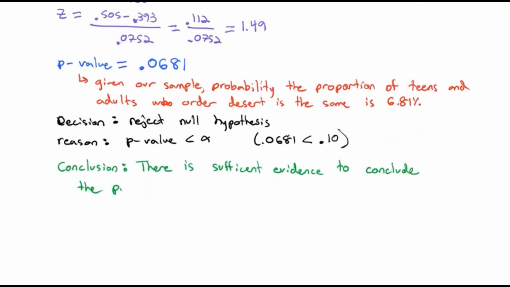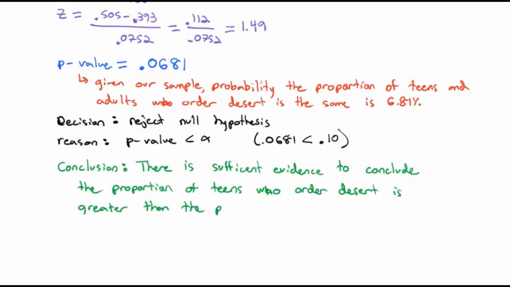The proportion of teens who order dessert is greater than the proportion of adults who order dessert. The conclusion is in context. It focuses on the alternative hypothesis.